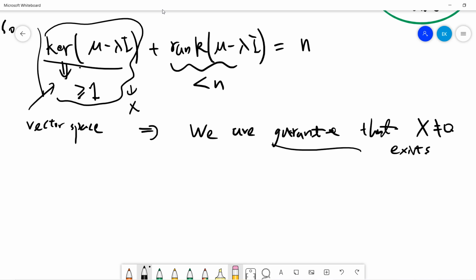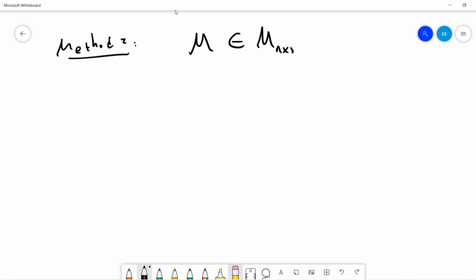Okay, so this is the usual proof. Okay, so let's see the second proof. So method 2. In method 2, that only works for the matrix which is real and symmetric.